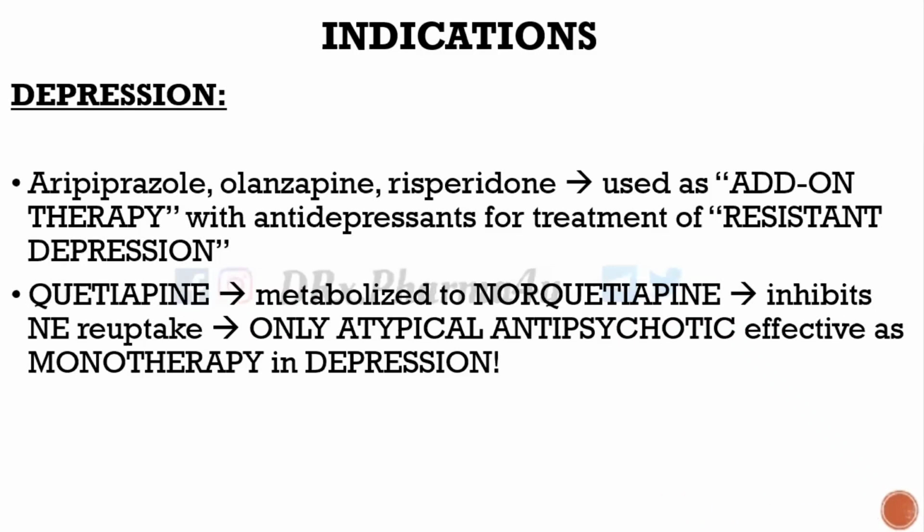Quetiapine is the only atypical antipsychotic which can be given as monotherapy for depression. The reason is when quetiapine enters your body, it is metabolized to norquetiapine. And this norquetiapine has a tendency to block norepinephrine reuptake. That means it increases norepinephrine levels. When I taught you the receptor pharmacology, I said that when noradrenaline increases, it reduces depression. So that is why quetiapine is the only atypical antipsychotic which is effective as monotherapy in depression.